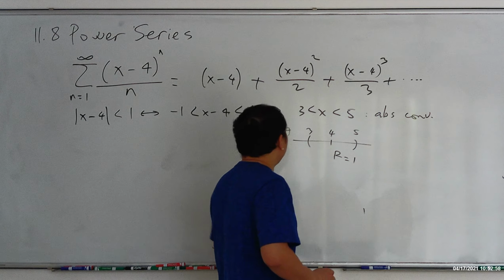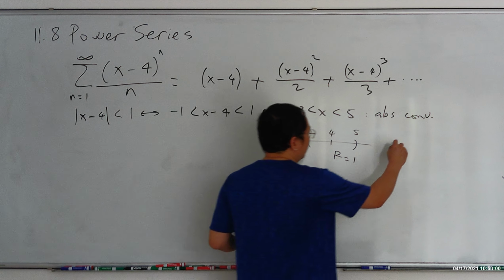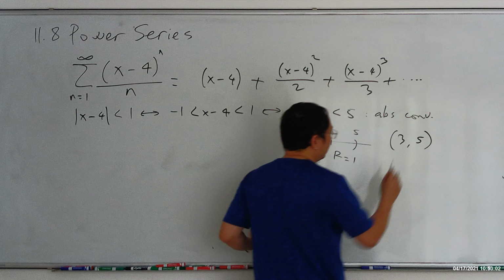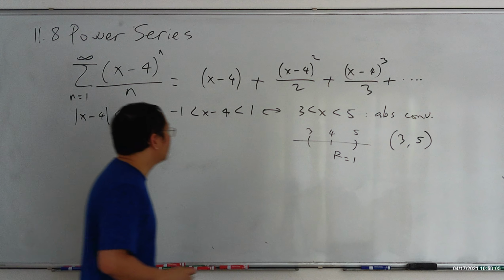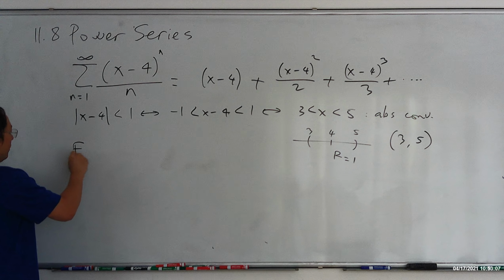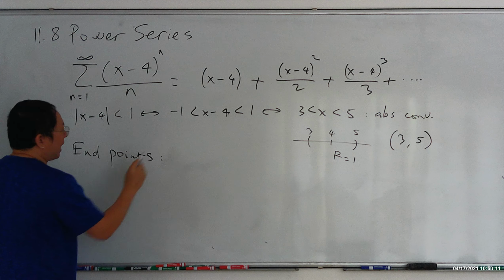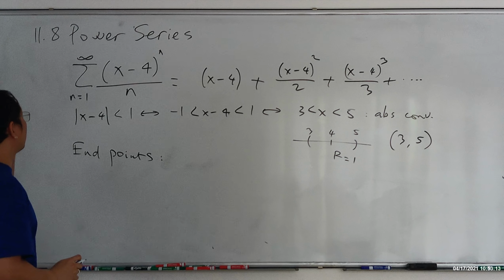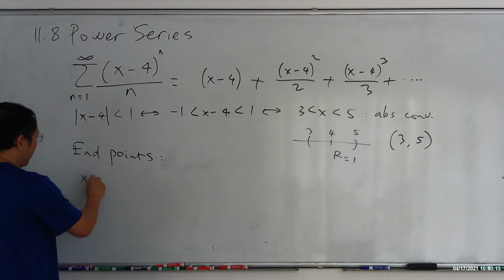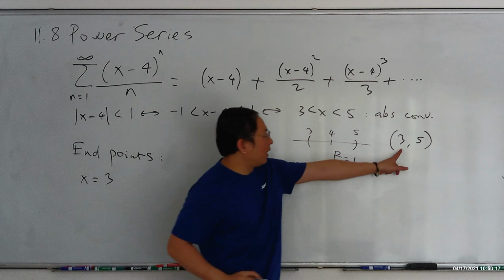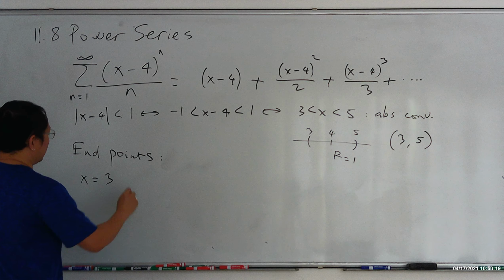So for now, we know that the series is convergent on the interval 3 to 5. Okay? Now we have to take care of the endpoints. It may or may not be convergent at the endpoints. We have to test for it. So test for x equal to 3, the endpoint on the left-hand side. X equal to 3. The series is what?